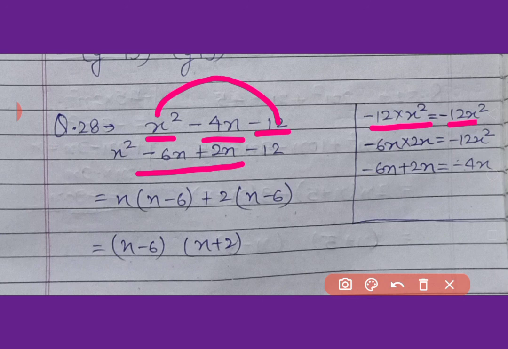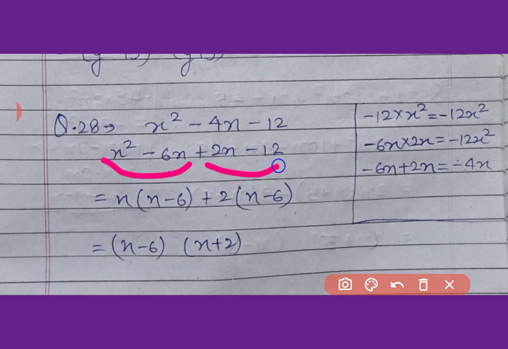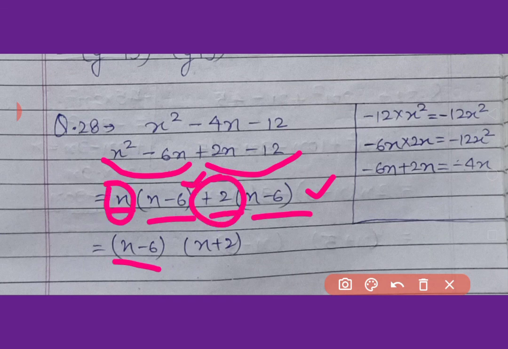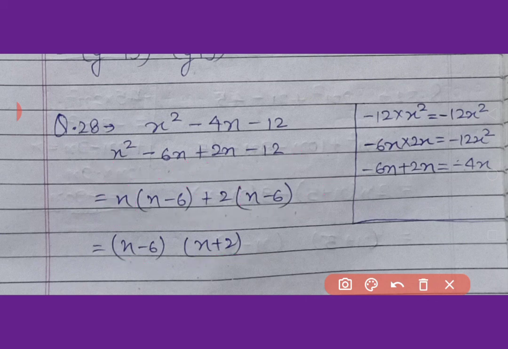So it has divided into two groups, x square minus 6x and 2x minus 12. x is taken from the first group, so it remained x minus 6. 2 is taken from the second group, so it remained x minus 6. x minus 6 is common in both groups, so we will write it outside. Now what remained is x and plus 2, so we will put in the second bracket x plus 2.